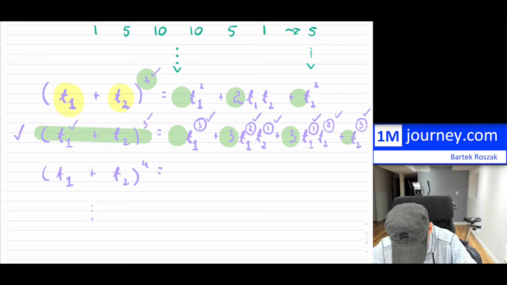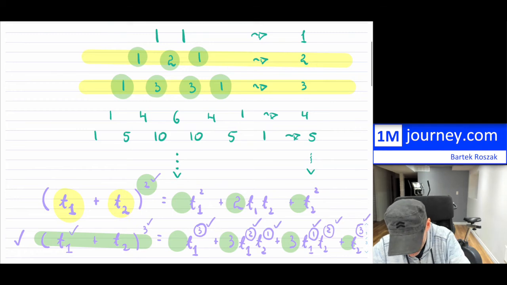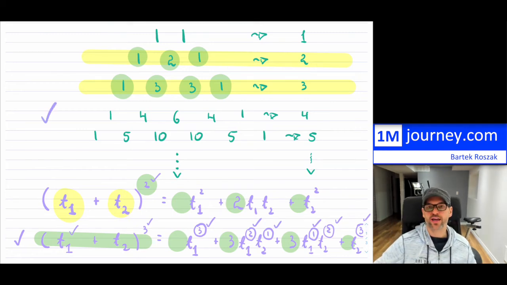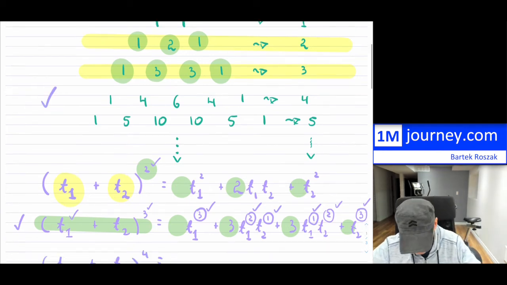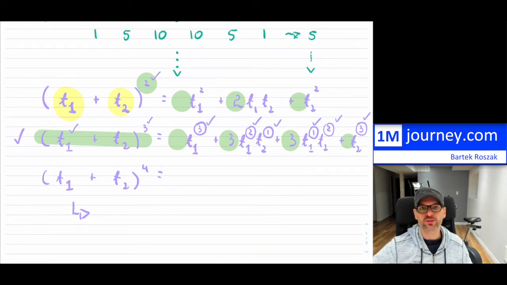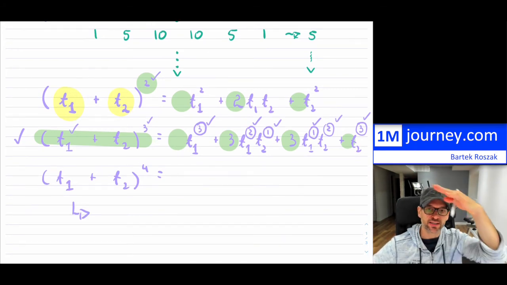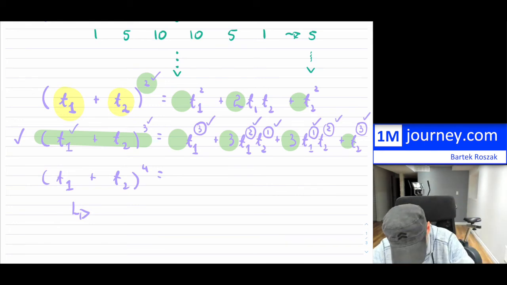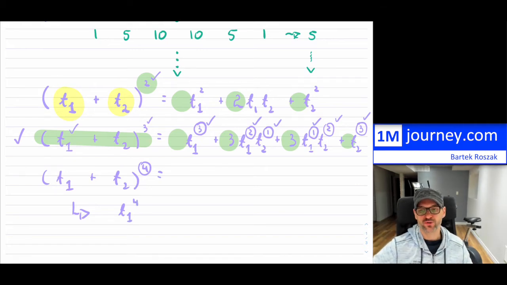Okay, we're going to try to see if you can learn this pattern. So what we will have is this. The coefficients are going to come from our Pascal's triangle, and our terms are going to be in decreasing order as you keep going. So this is to the 4th. I'm going to have T1 to the 4th, so that's the first term.